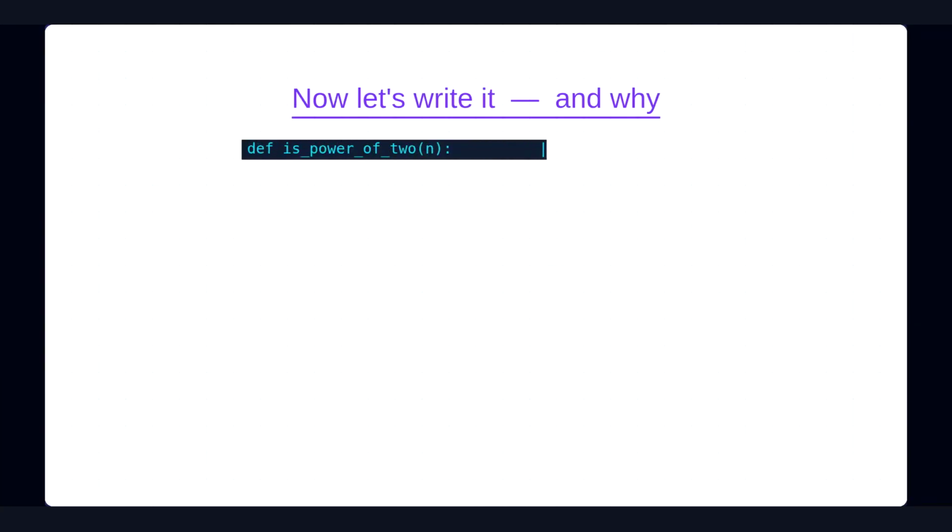First, we make sure the number is positive, because 0 and negatives are never powers of 2. Then we check that n AND n minus 1 is 0, which is true only when the number has a single 1 bit.